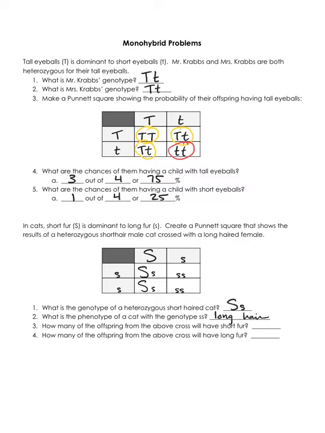Number 3 says, how many of the offspring from the above cross are going to have short fur? And you might have noticed that 2 of the cats have short fur because they have that capital S allele. And then the next question says, how many of the offspring from the above cross will have long fur? And indeed, those cats are the cats that have 2 lowercase s's in their genotype, and there's 2 of them.